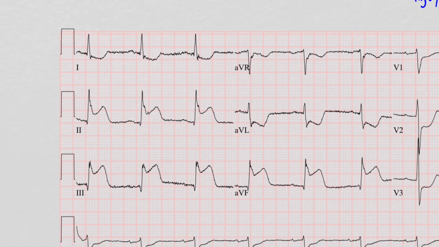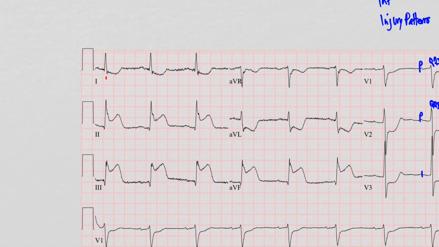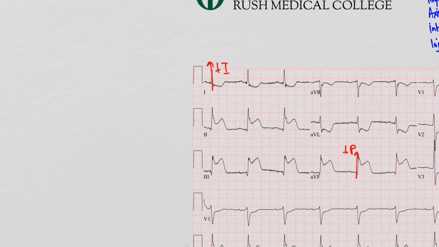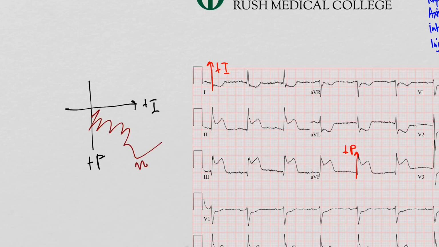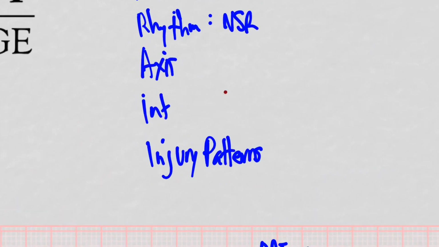What about the axis? Let's go down here and take a look. These are the leads we need to look at. 1 is mostly positive, right? Positive 1. And F is positive, so positive F. And so if we looked at our axis here again, so this was positive 1, positive F. Where are we? We are in this zone over here, which is the normal zone, right? So we have normal axis. So let's come up here. Say the axis is normal.